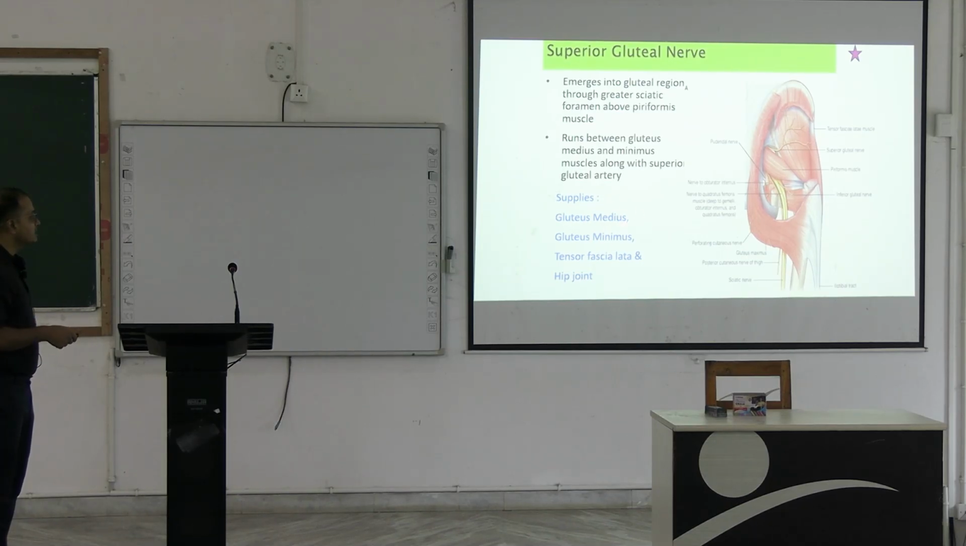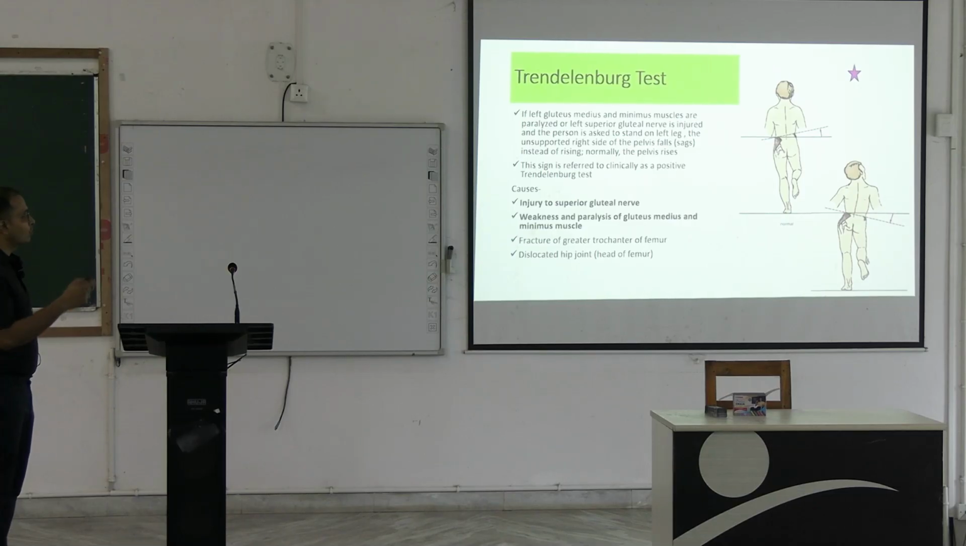So if the medius and minimus are weak, if we are standing on one leg, we tend to raise the opposite side. Normally, what happens if you are standing on one leg is that the opposite or unsupported side, the side you are not standing on, moves up. That's a normal thing. This is the normal one.